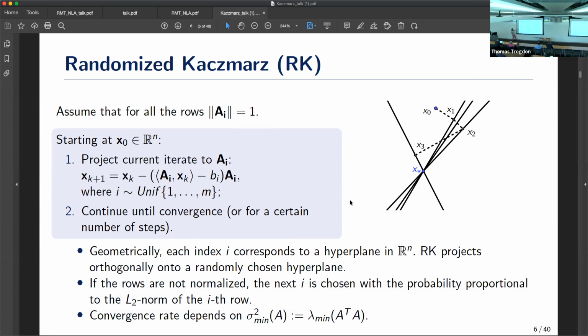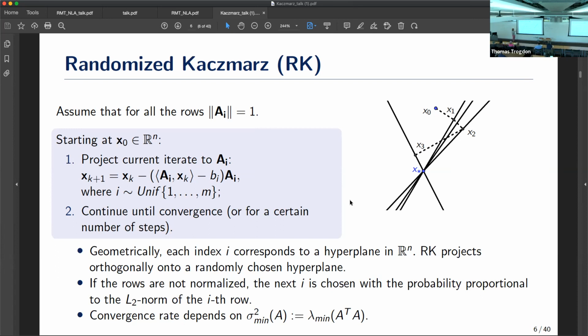This is just a projection onto the next chosen hyperplane. Here, I just select them uniformly because I assume that the rows are normalized. There is a way to sample so that the sampling of the next row is proportional to the norm of the row, and this allows us to quantify the convergence. Basically, this random choice takes out of the picture the order in which we sample, right? So the only thing that matters after that is the structure of the system.